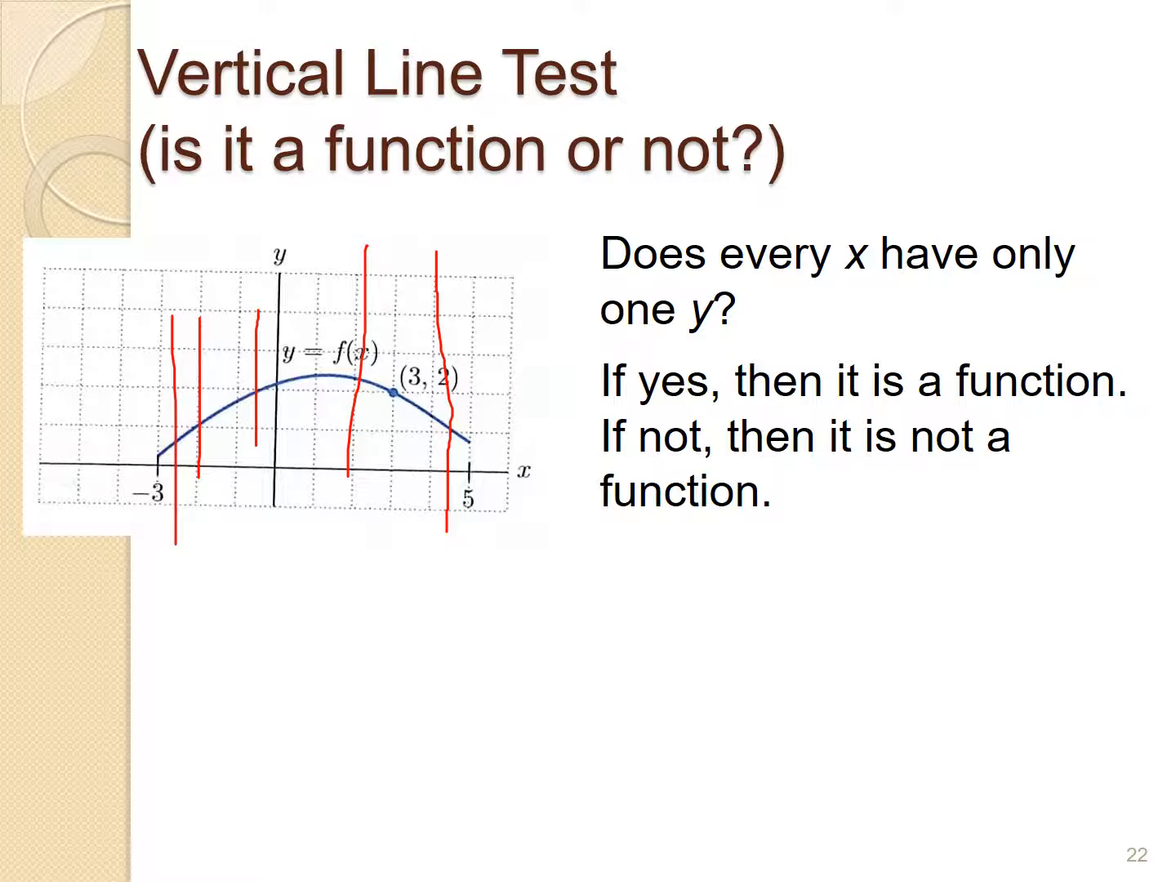So to answer this, does every x have only 1 y? Yes, every x has 1 y, not 2. So it's a function.